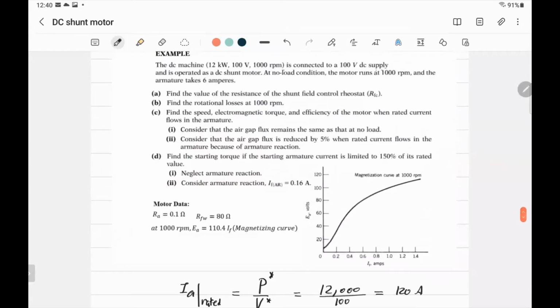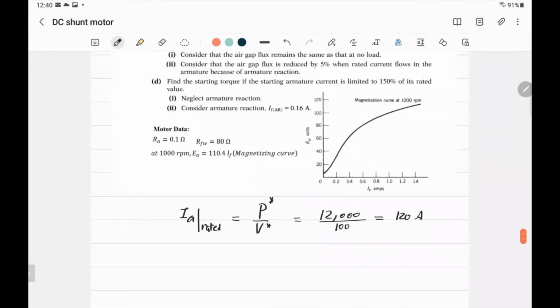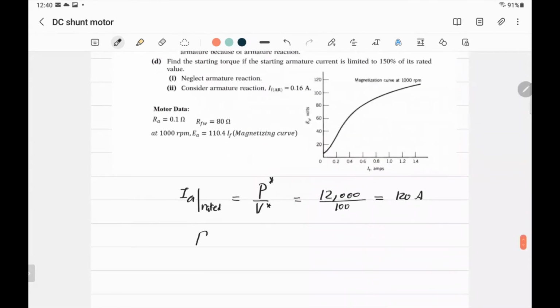The first question is, find the value of the resistance of the shunt field current rheostat. What did you put next to the P and the B? Just like the nominal. This asterisk means just a nominal value. If you don't like it, let me write something else. N is nominal, or rated.